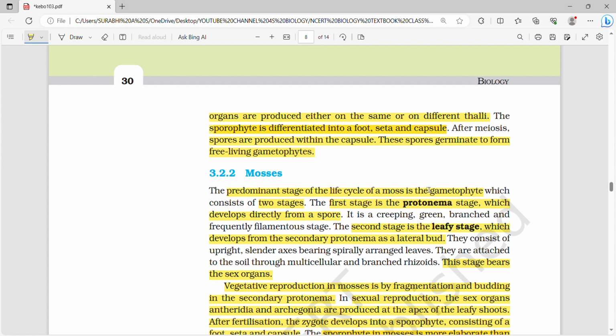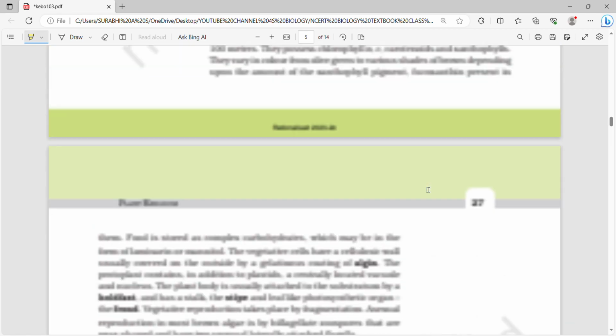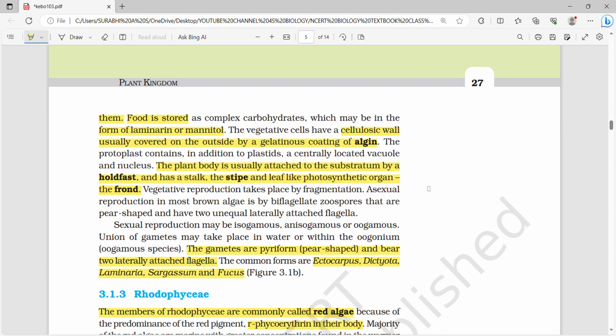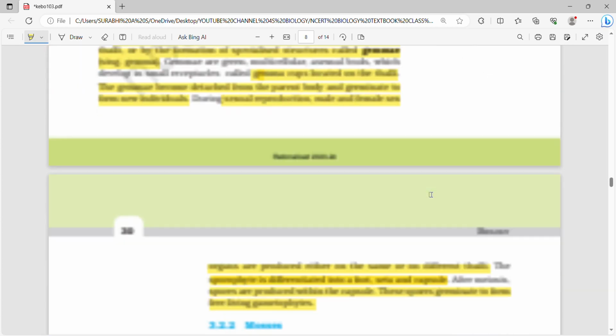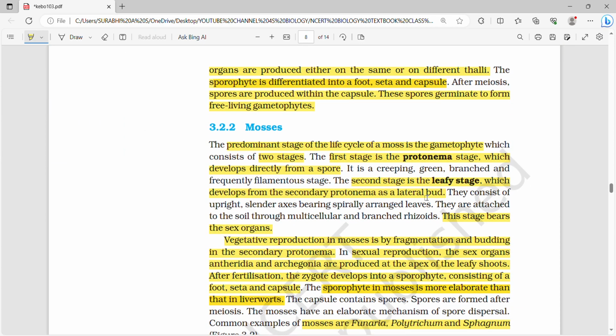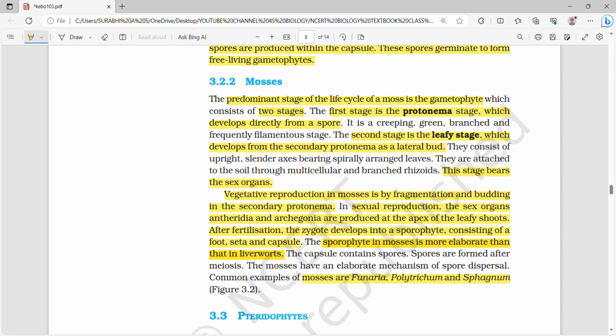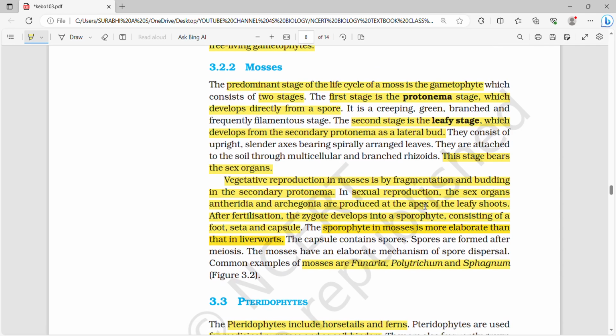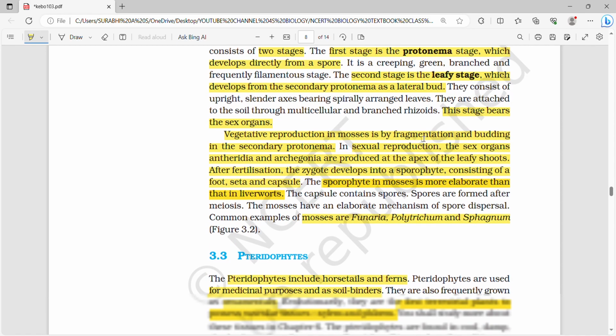There it was holdfast, stipe, and frond, and here it is foot, seta, and capsule. After meiosis, the spores are produced within the capsule. These spores germinate to form the free-living gametophytes in the case of liverworts. In the case of mosses, there are basically two stages. The first stage is the protonema stage, which develops directly from the spore, and the second stage is the leafy stage. It develops from the secondary protonema as a lateral bud, and this stage bears the sex organs.